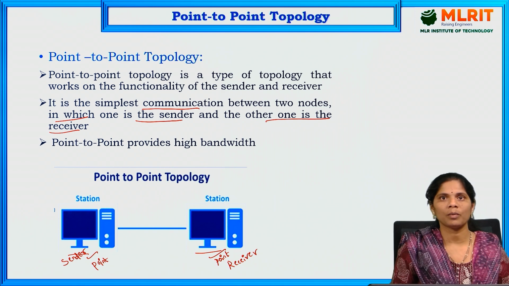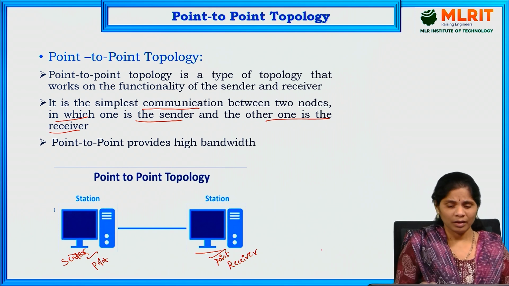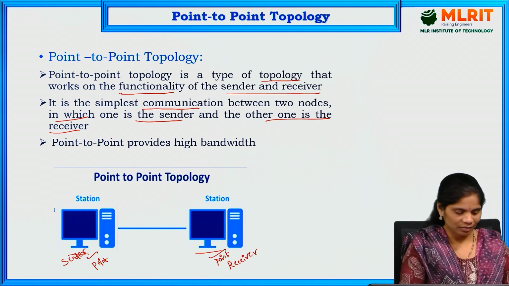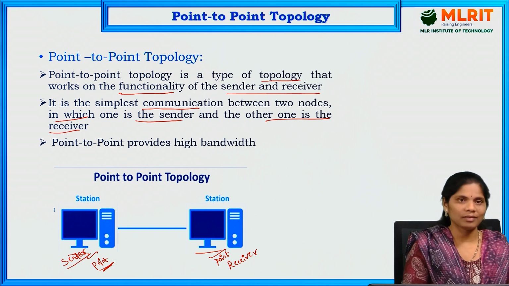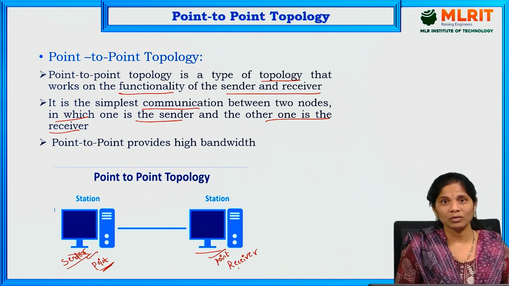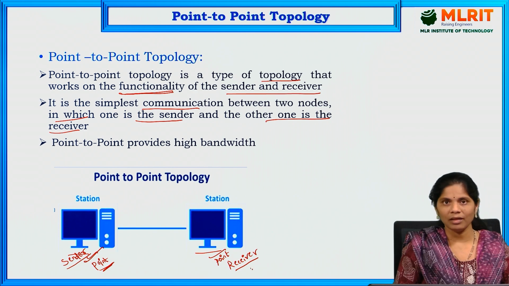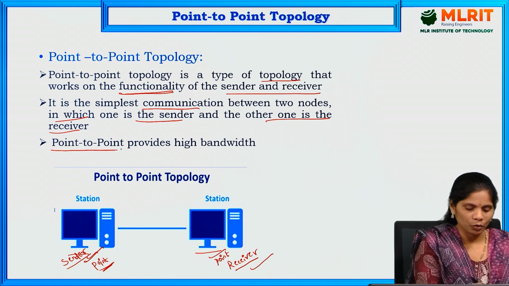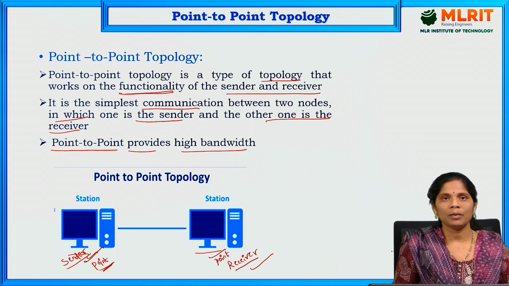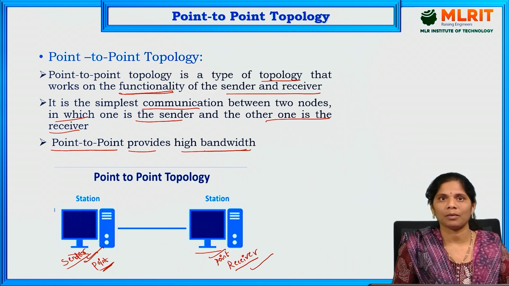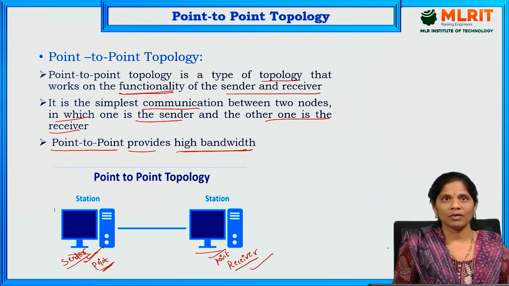How we are going to communicate between these 2 devices: the topology works on the functionality of sender and receiver. If this device wants to send the data, it will act as a sender. If this device wants to receive the data, it acts as a receiver. Based on the functionality, we say that it is the sender and it is the receiver. At the same time, point-to-point provides high bandwidth. Here bandwidth is nothing but the maximum amount of data that can be transferred in a given time. So it provides high bandwidth. This is point-to-point network topology.